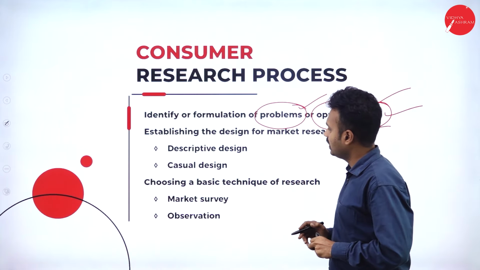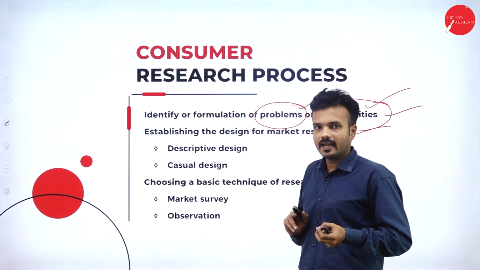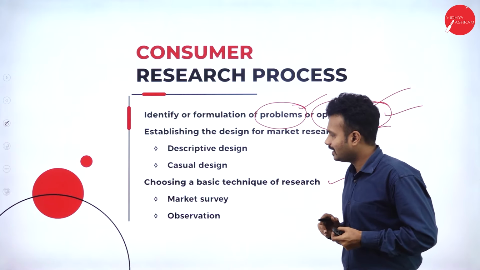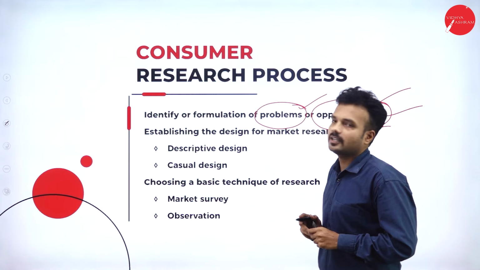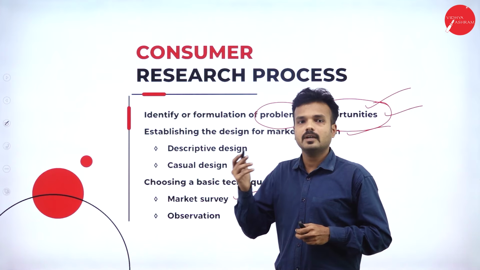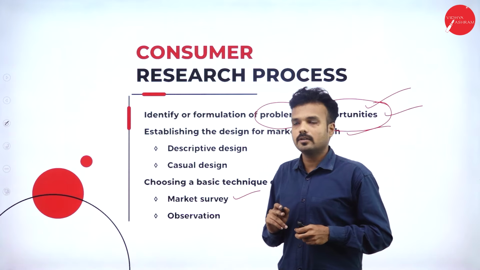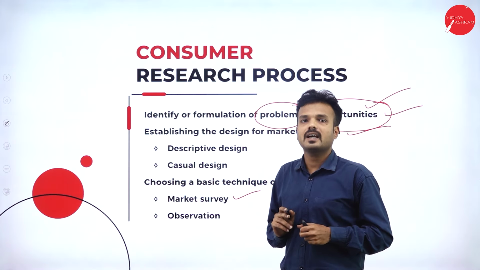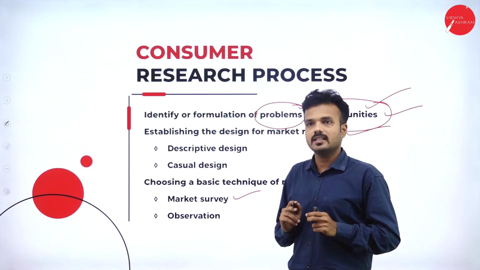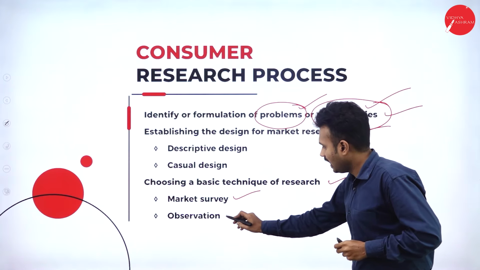The next step is choosing the basic technique of research. The researcher used to select the technique for the research. He may go with two techniques, that is the market survey and the observation. In the market survey, the researcher collects the data directly from the market, that is the first hand data, which is also known as the primary data. Hence this market survey is conducted to know the situation of the market, challenges that the market is facing, and the opportunities that are available in the market. And the second technique is the observation.